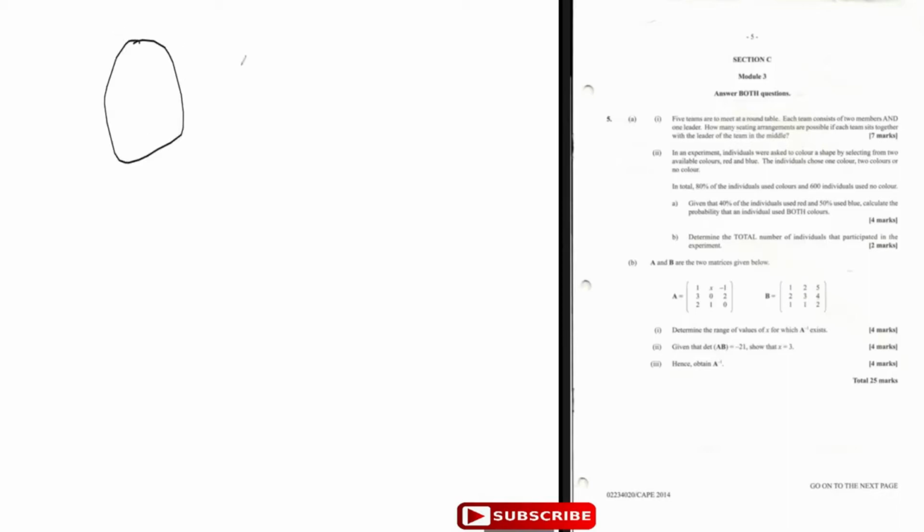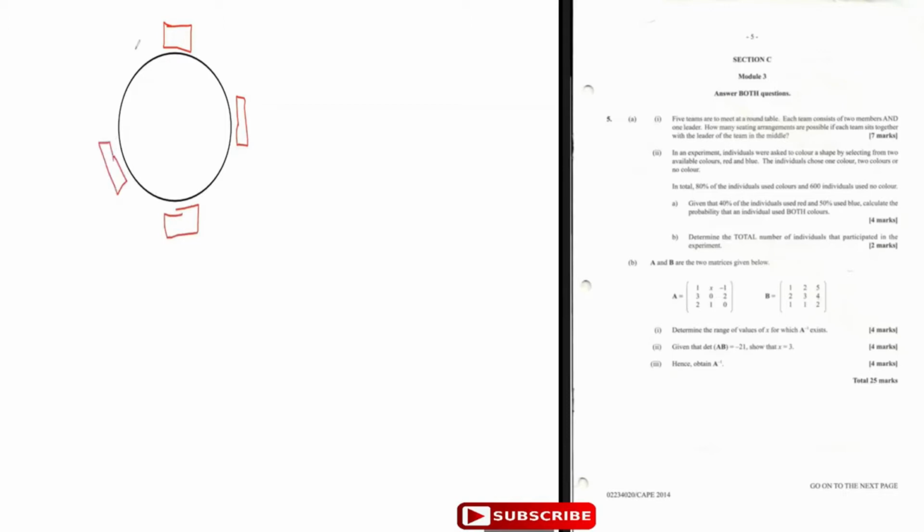So I am a person that I have to see what is going on. So I draw a table. I know it's not round, so let me make it better. This is a round table. And you have how many teams? They said that there are 5 teams. 1 team, 2 team, 3 team, 4 team, 5 team. So there are 5 teams around the round table.